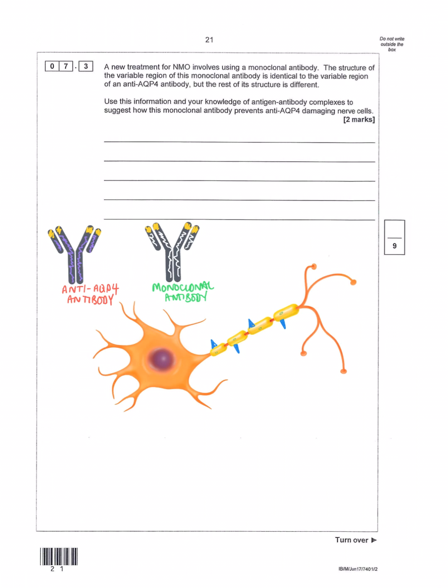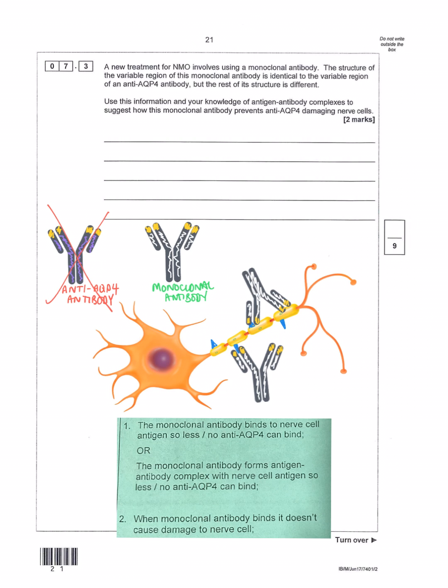the nerve cell, forming an antigen-antibody complex. Because the monoclonal antibody has bound to the antigen on the nerve cells, that means that the anti-AQP4 antibody cannot bind. And in addition to this, when the monoclonal antibody binds to the antigen on the nerve cells, it doesn't cause any damage to the nerve cell. So this is how monoclonal antibodies can be used to treat NMO.